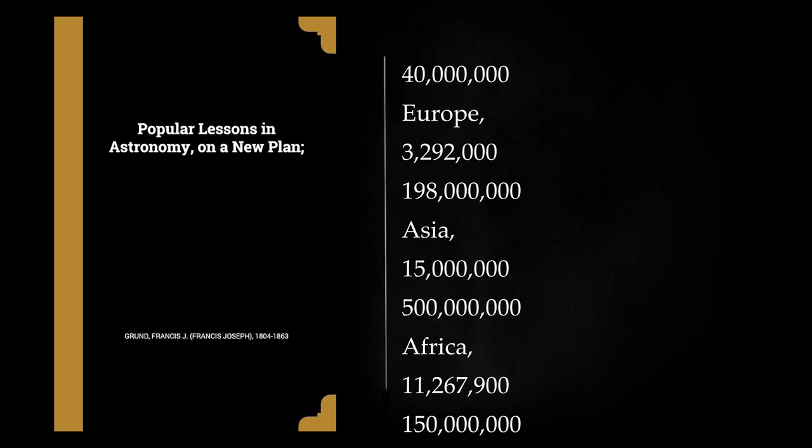Popular Lessons in Astronomy, on a New Plan, in which some of the leading principles of the science are illustrated by actual comparisons, independent of the use of numbers. By Francis J. Grund, author of An Elementary Treatise on Plane and Solid Geometry, Elements of Natural Philosophy and Chemistry. Boston: Carter, Hendee, and Co. 1833.